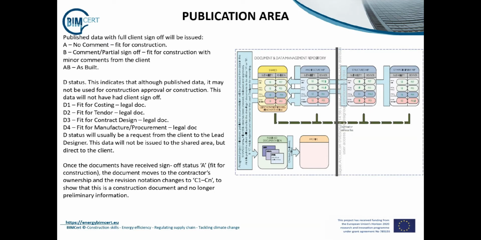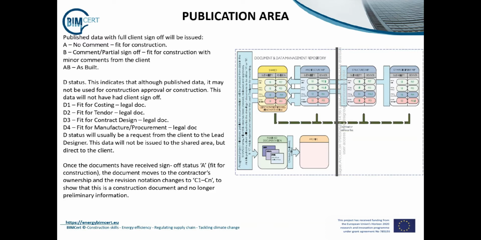There are a number of statuses within this folder. A denotes no comment, fit for construction, while B means comment, partial sign-off, fit for construction with minor comment from the client. AB denotes as-built. The D status indicates that although published data, it may not be used for construction approval or construction. This data will not have had client sign-off.